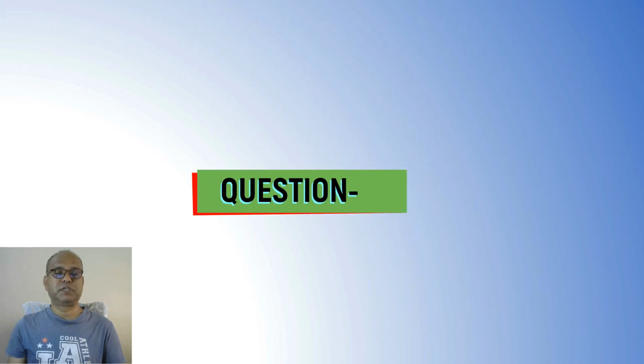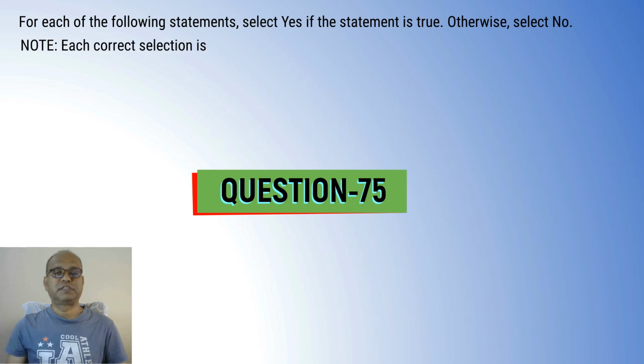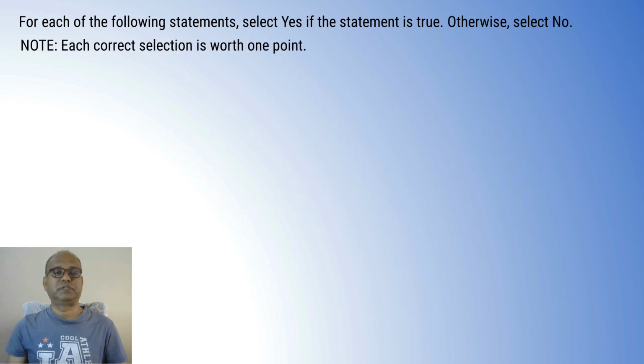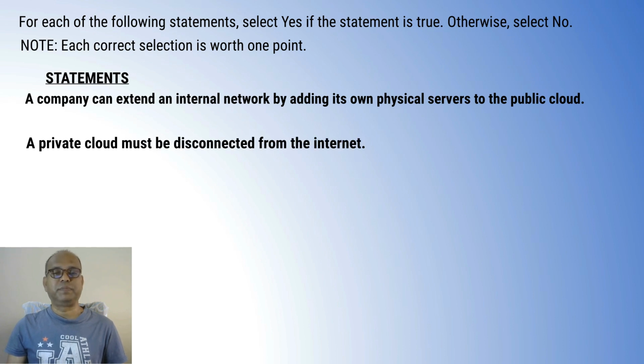Next question. Question number 75. For each of the following statements, select yes if the statement is true. Otherwise, select no. Note, each correct selection is worth 1 point. A company can extend an internal network by adding its own physical servers to the public cloud. A private cloud must be disconnected from the internet. Part of a hybrid cloud is the public cloud.